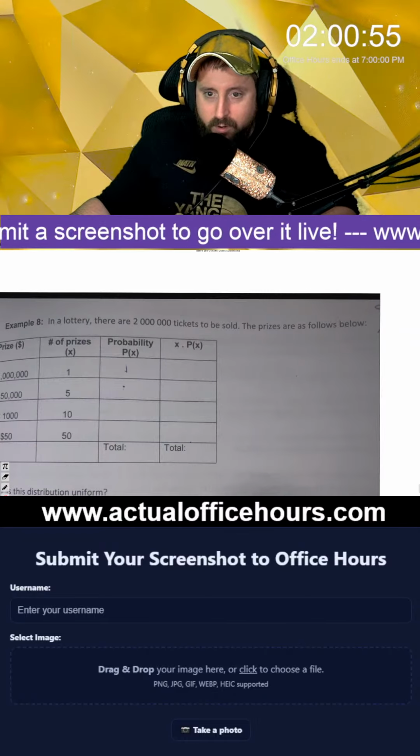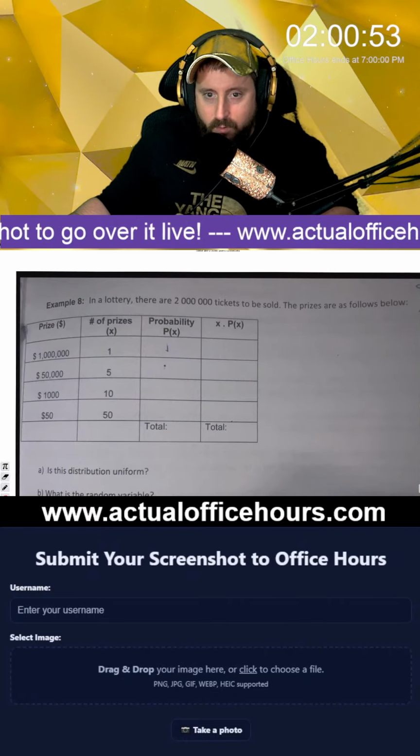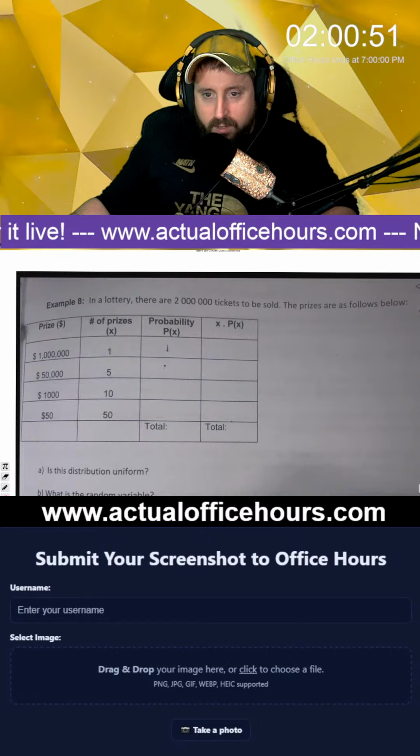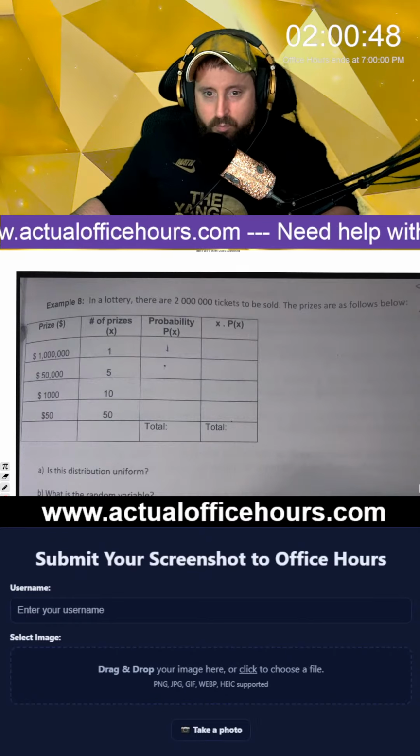Here we go. In a lottery, there are 2 million tickets to be sold. The prizes are as follows. Oh, nice. Okay. Number of prizes.